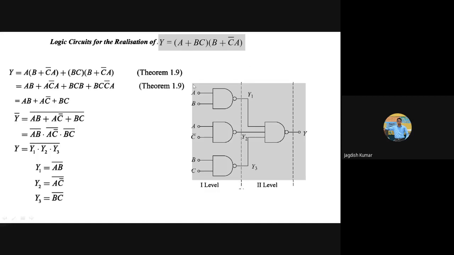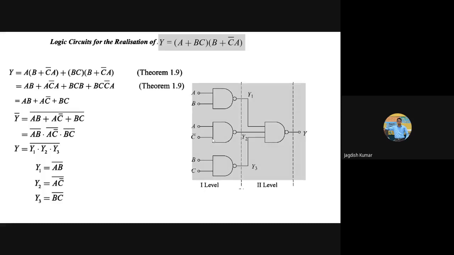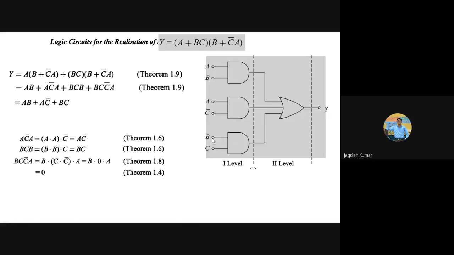So this is a 2-level circuit again, but now we are employing all NAND gates to get the task done. And finally y1, y2, y3 are NANDed to each other. I mean, using another NAND gate we can get y. This circuit will do exactly the same task as the previous case. The only difference is that one uses only NAND gates, the other uses a combination of AND plus OR gates.